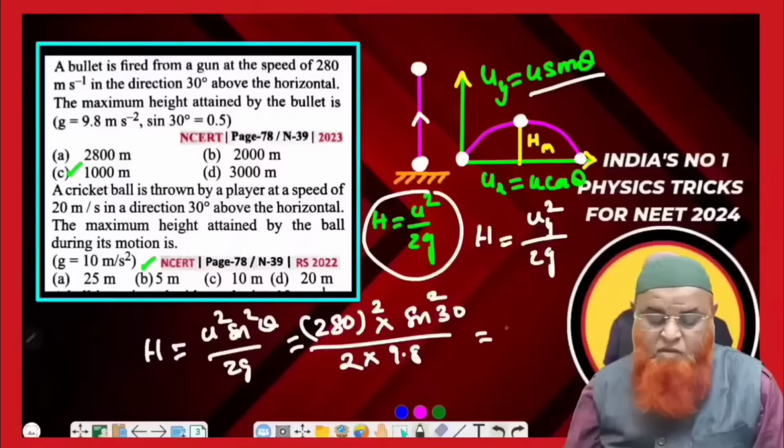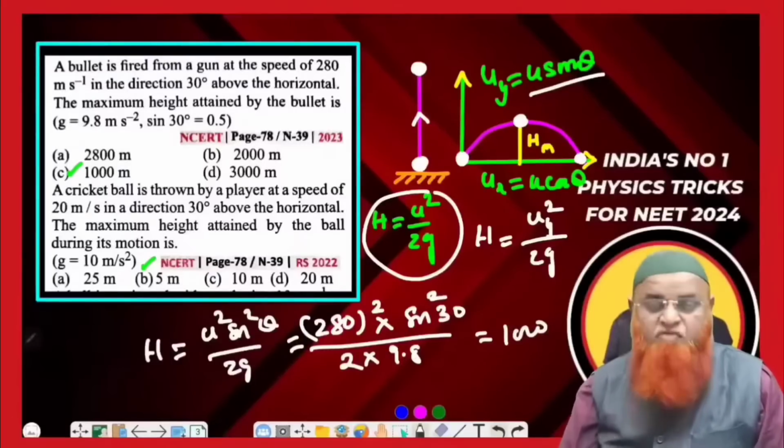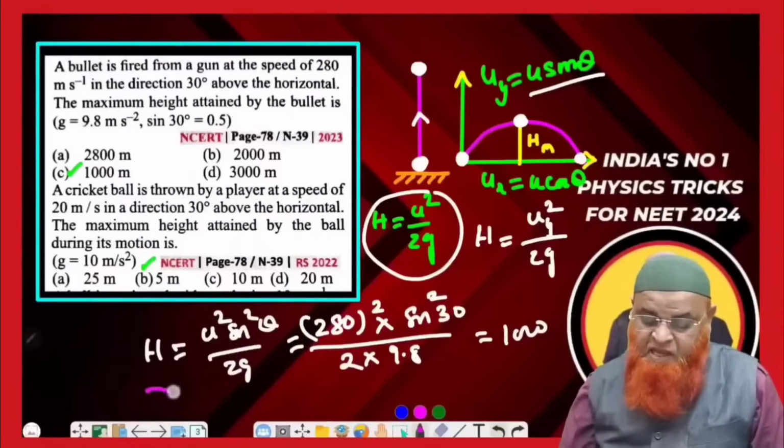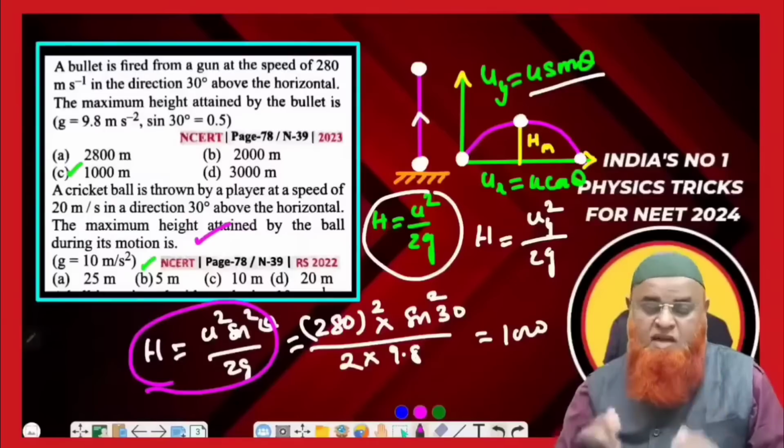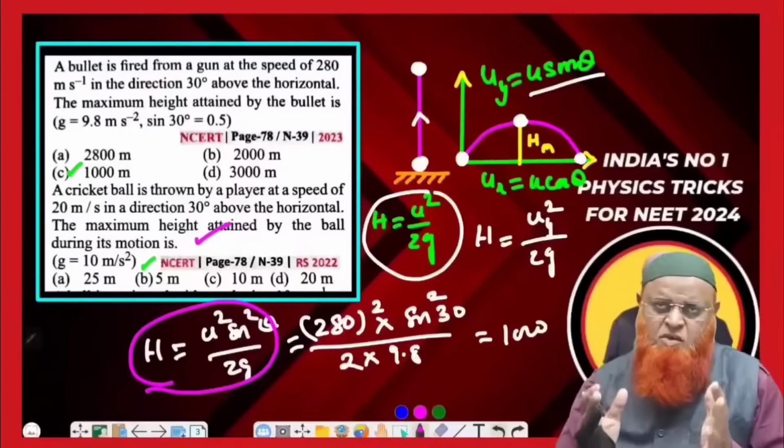So if you apply this formula, you'll be getting the answer as 1000. Similar formula if you apply for the second problem, that is h is equal to u square by 2g. The same formula if you apply in the second problem also, you will get the answer as 5 meters. You can just go and check it out.